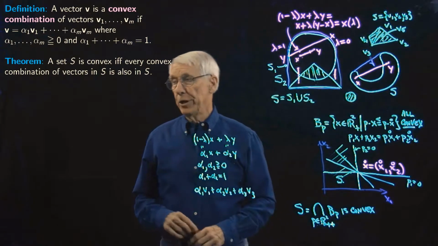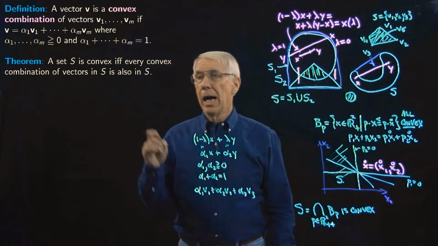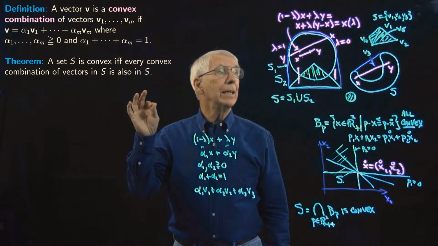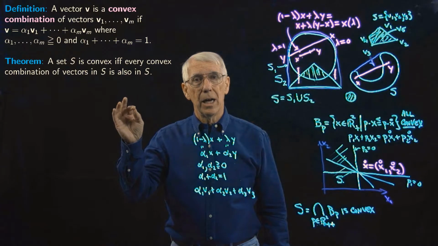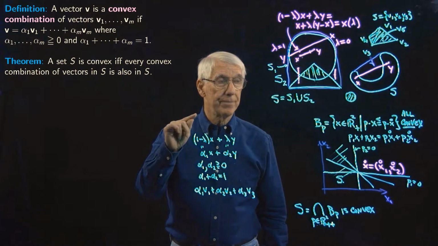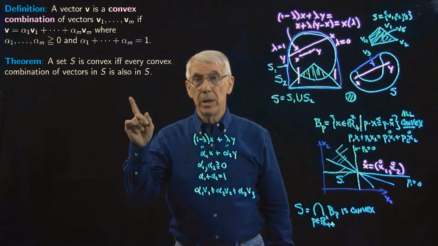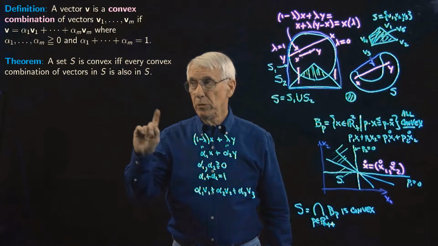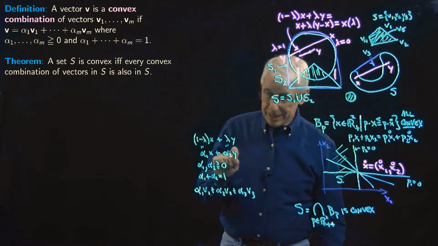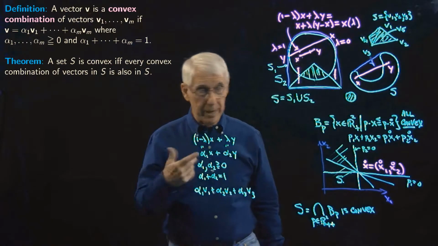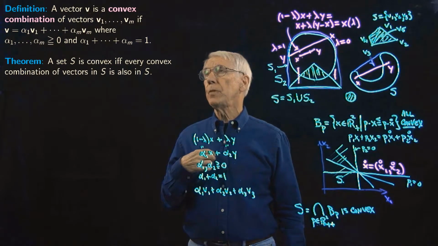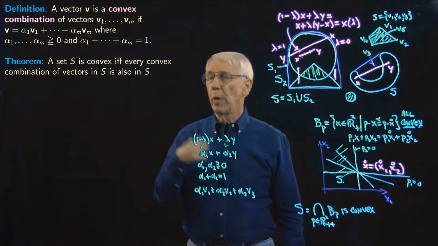First, we have a theorem that says a set's convex if and only if every convex combination of vectors in S is also in S. And that's a theorem that you're going to prove as an exercise. It's a really good exercise, but let me say a little bit about how that proof is going to go, give you some idea. First, it says if and only if. So we have to prove it both ways.